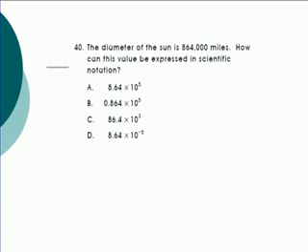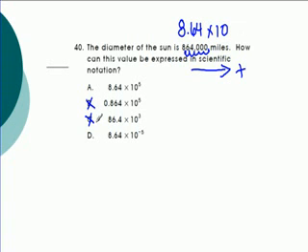The diameter of the Sun is 864,000 miles. How can this value be expressed in scientific notation? Well, again, we automatically know it needs to be 8.64 times 10 to the something. So A could be right, B is wrong, C is wrong, and D could be right. So we need to know if it's positive 5 or negative 5. Well, if we are going to move our decimal starting here all the way down here, 1, 2, 3, 4, 5, we're moving in this direction, which is the positive direction, so it has to be A.